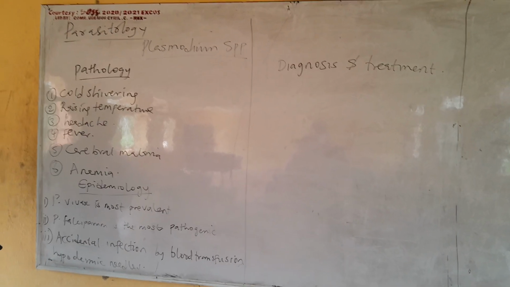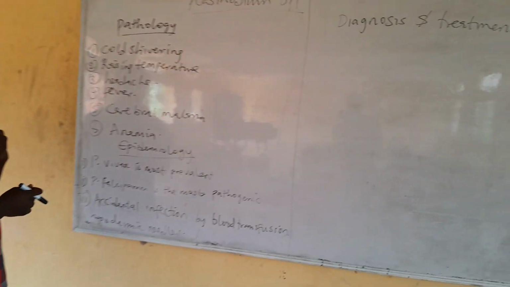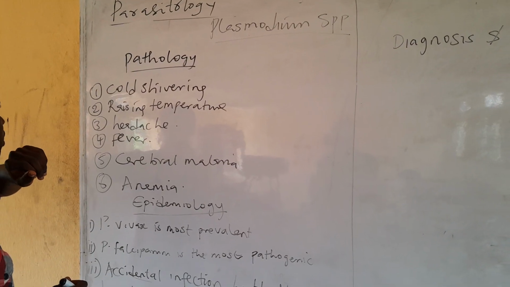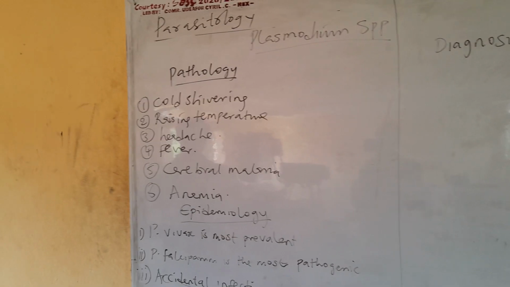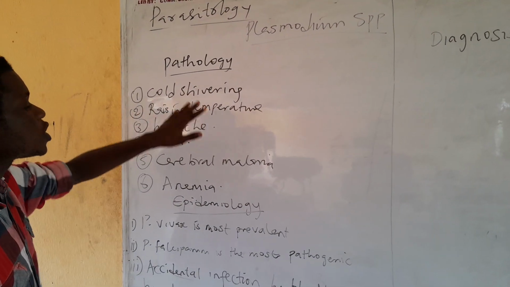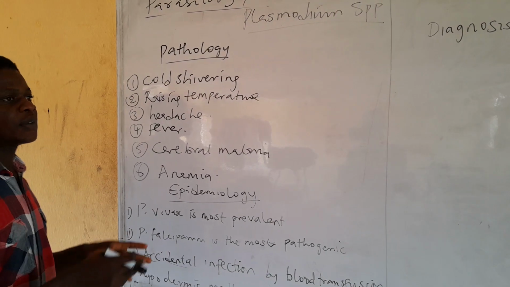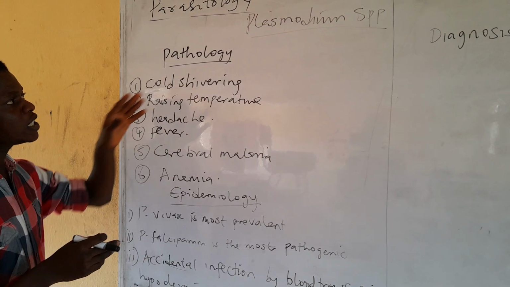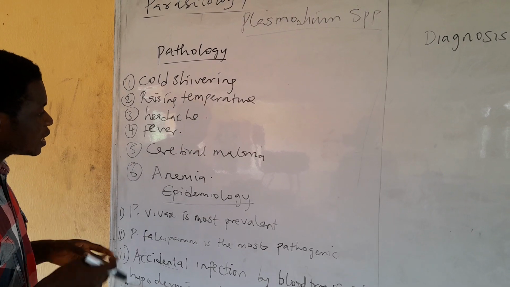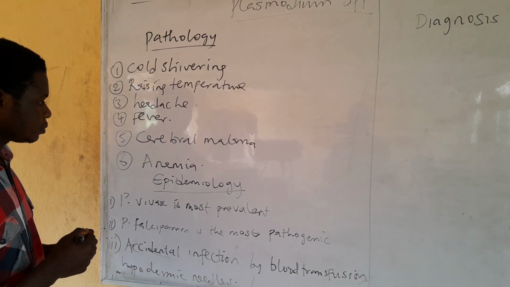So let's look at the pathology of this Plasmodium species, that is the symptoms and disease effect. Here we have cold shivering. These are symptoms one will start having, and you know that he is being infected by this Plasmodium species. Then raising of temperature, headache, fever, cerebral malaria, anemia.